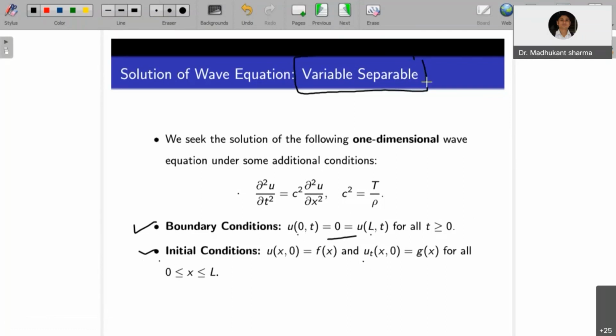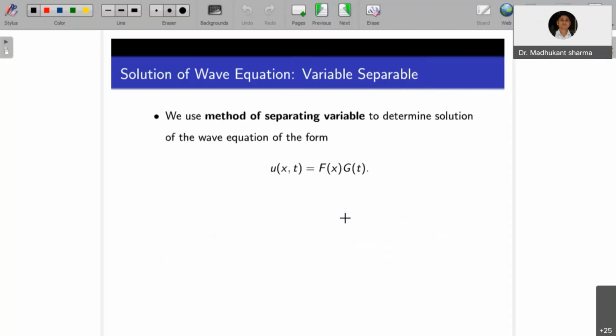Whatever I am going to follow here in the variable separable method, the similar thing will be applicable for the heat equation. Similarly, for the Laplace equation as well, you have to deal in a similar fashion. There may be a separate type of solution that you will find, so that we will try to figure out if there is some important thing you need to address there. Otherwise, you have to follow the similar solution method.